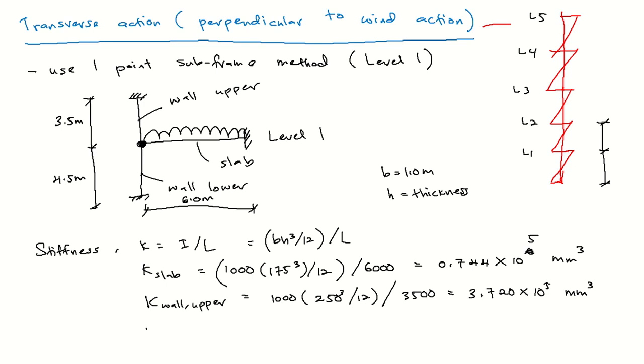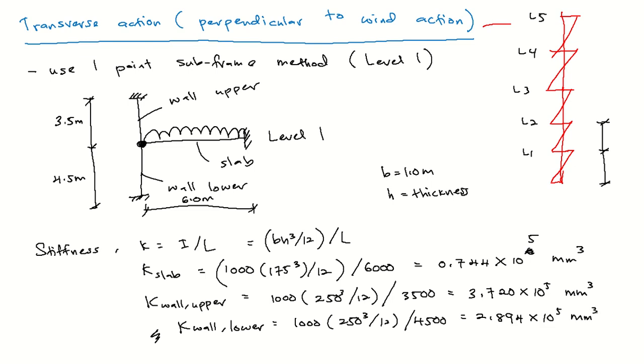So let's calculate K for the wall lower. B is 1000, the same thickness, divided by 12, but a different height, 4,500. You will get 2.894 times 10 power 5 millimeter cubed.